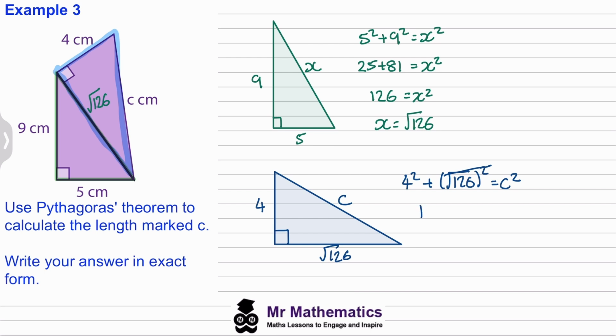The 4 squared is 16 plus the 126. We can add these two together, so c squared will be 142. And then to leave it in exact form, c will equal the square root of 142 centimeters. Okay? So let's try one more question.